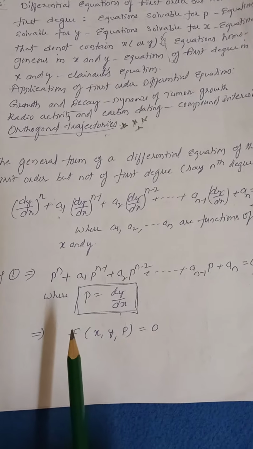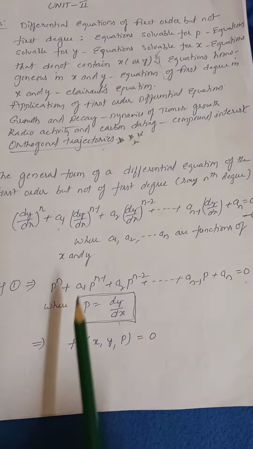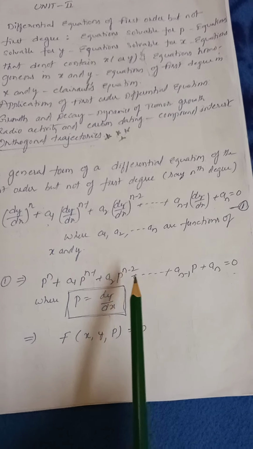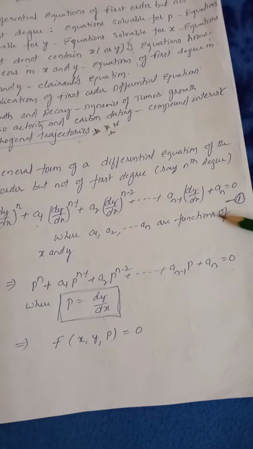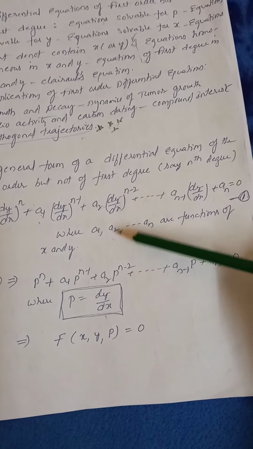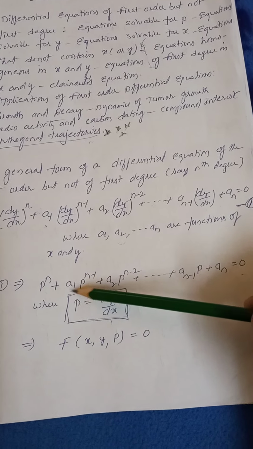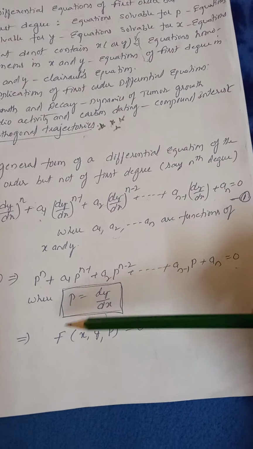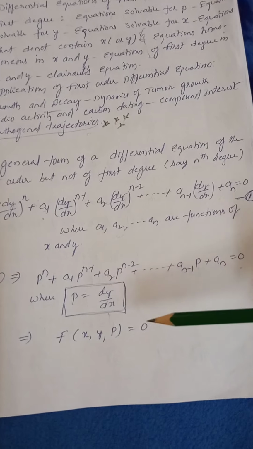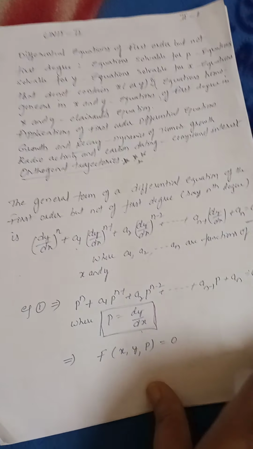Now this is a function of x, y and p. What is a1? I told you, a1 is a function of x and y. What is a2? a2 is also a function of x and y. That's why I am denoting this entire equation by f of x comma y comma p is equal to 0. This above equation is a function in x, y and p, right?